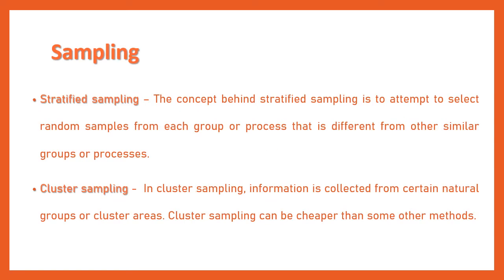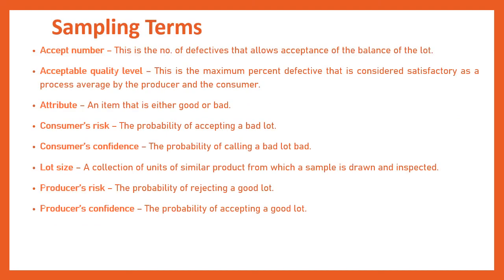Next, sampling is classified into two types: staged sampling and cluster sampling. The concept behind staged sampling is to attempt to select random samples from each group or process that is different from other similar groups or processes. In cluster sampling, the information is collected from certain natural groups or cluster areas. Cluster sampling can be cheaper than some other methods.